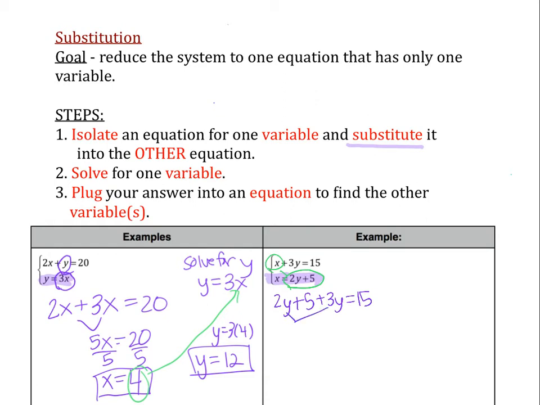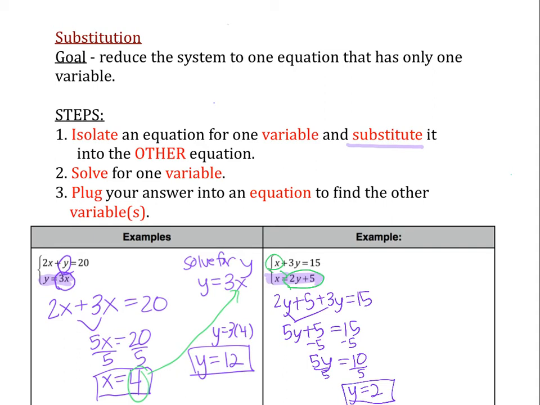Looking at step 2, I'm going to solve for one variable. I have 2y and 3y, so I can combine my like terms. I can subtract my 5, so I have 5y is equal to 10. And then when I divide by 5 on both sides, I get y is equal to 2.